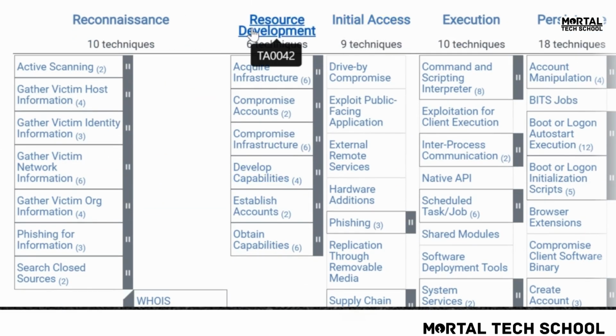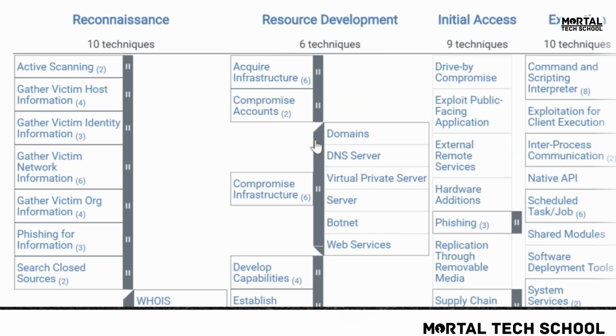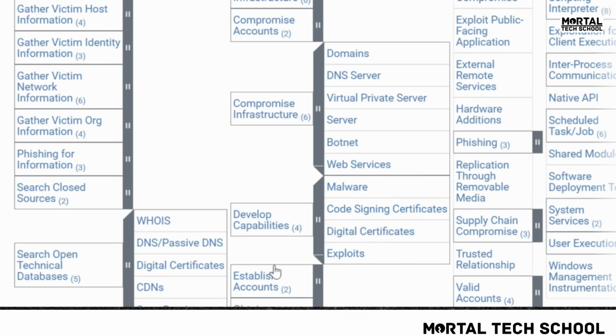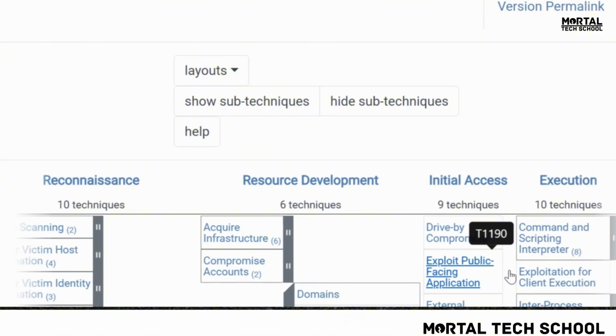Then, of course, they're going to want to mobilize their resources and their attacking infrastructure. So they may just compromise a legitimate website. That's what compromised infrastructure refers to. And you can see some of the things they might do. They might host a virtual private server, or they might start a botnet. They might develop their capabilities by using malware, maybe even using exploits. And this just continues. So this is really, really good to know.